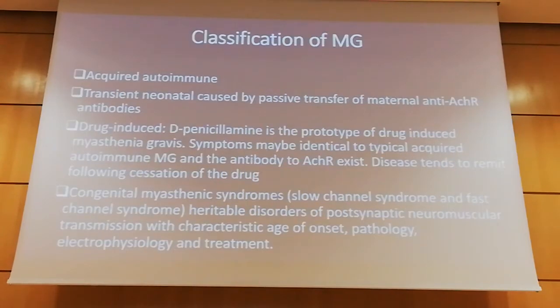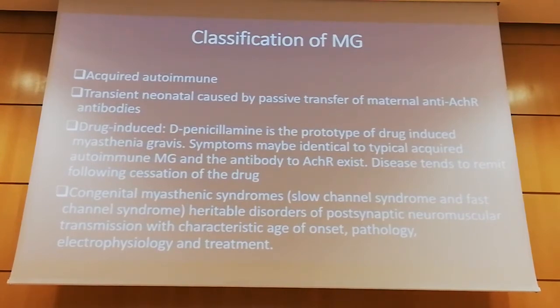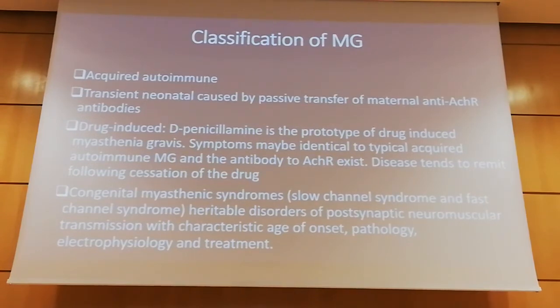Now, what is the classification of myasthenia gravis? Acquired autoimmune, which is the most common form. Transient neonatal, which results from the passage of those autoantibodies across the placenta during pregnancy.